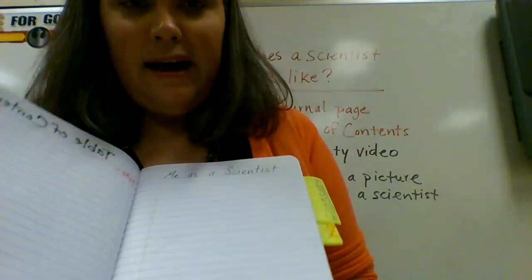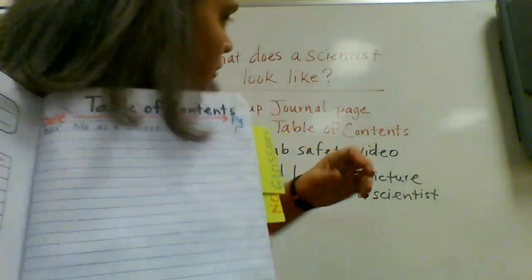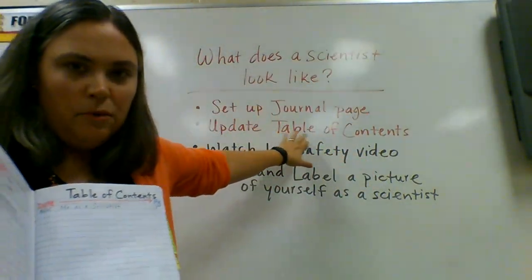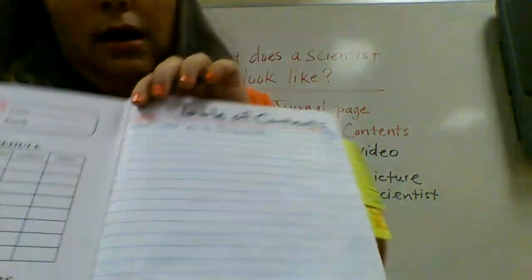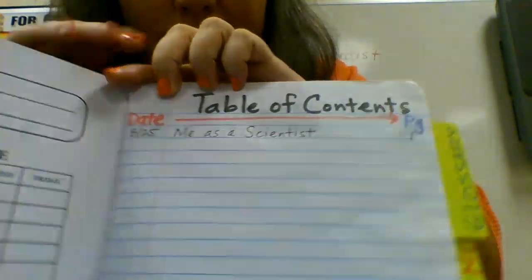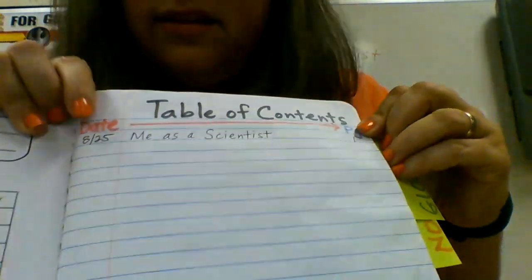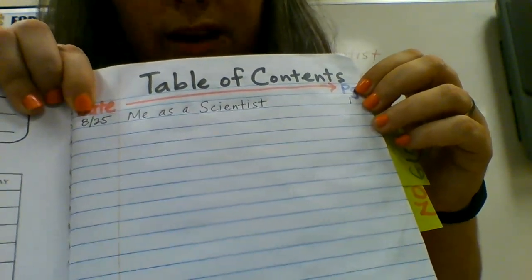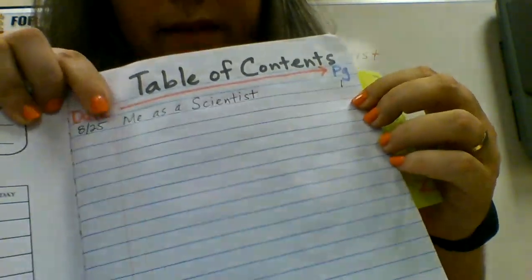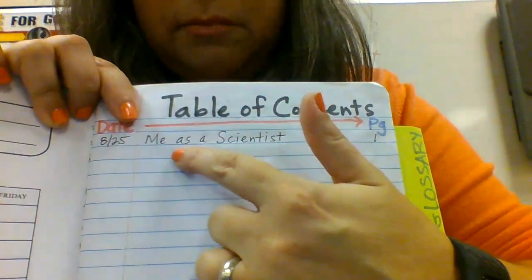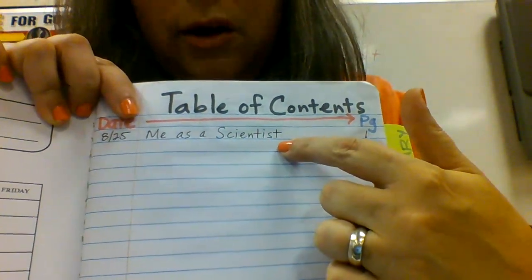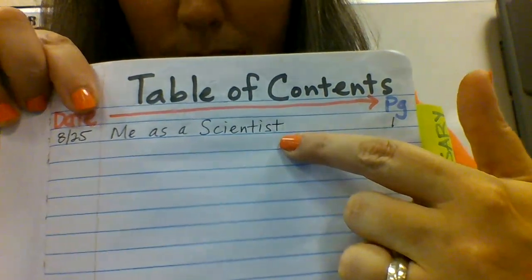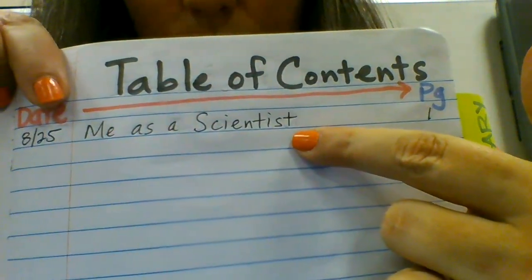And then flip back for me to the table of contents. That's what we're going to do here, is update our table of contents. And right here by date, I want you to write today's date, which I believe will be 8/25, okay? And then in the title, I want you to write me as a scientist again. See how neatly I wrote that on the line? Oh, it's beautiful. Look, I can lean in close.